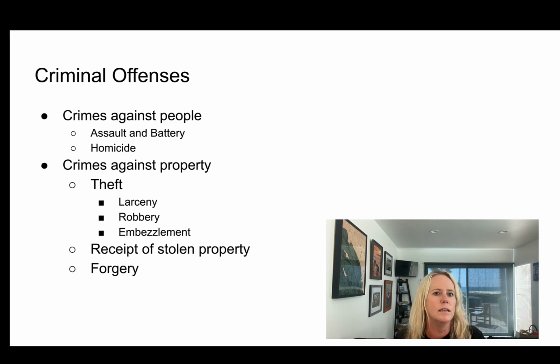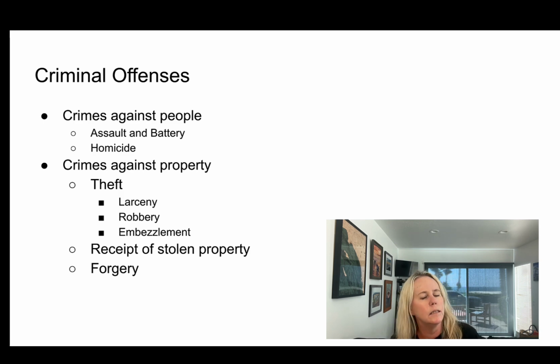and an assault is the fear of an imminent battery. And so criminally, most of the time, law enforcement will charge the assault and not the battery, or they'll just call it assault. But technically, there are two crimes. Assault is the fear, and the battery is the touch.